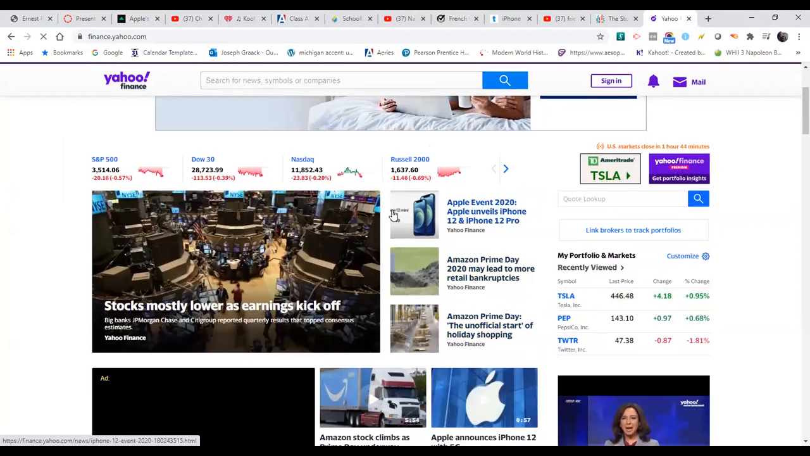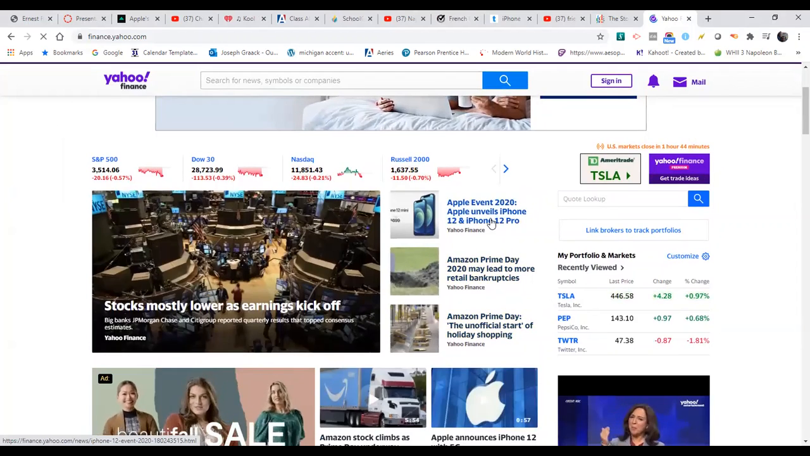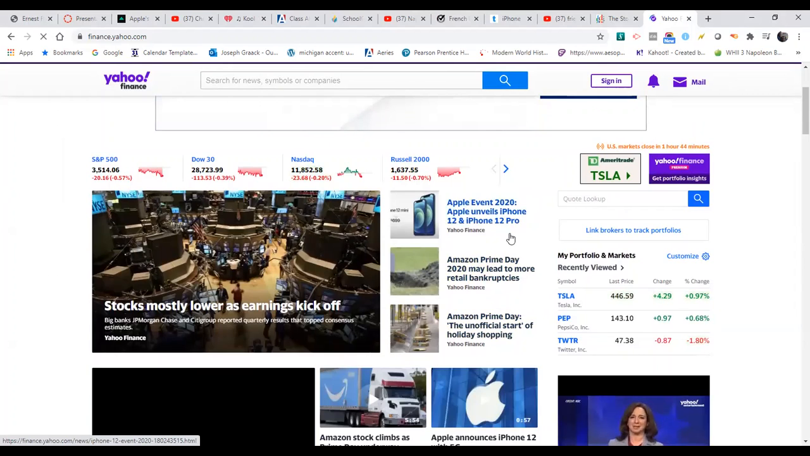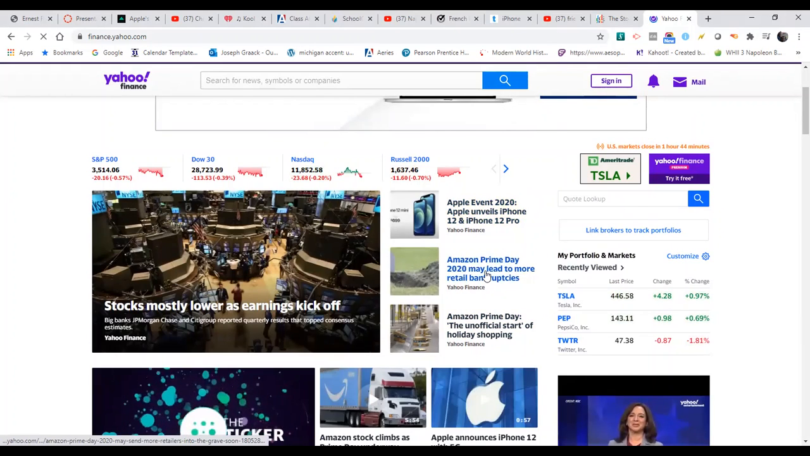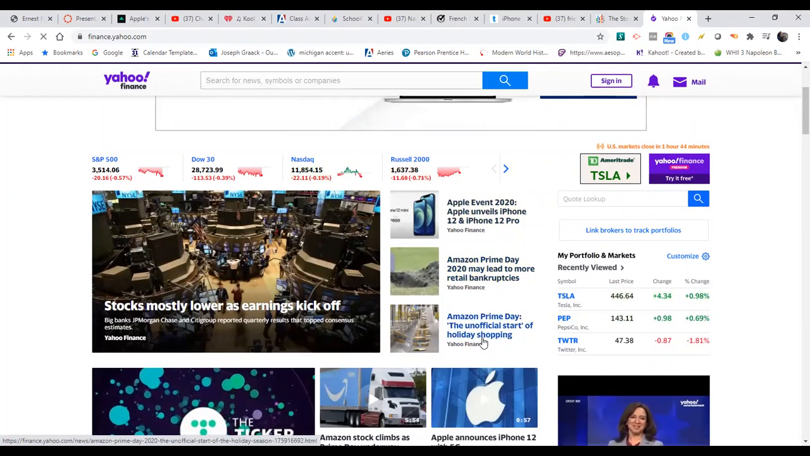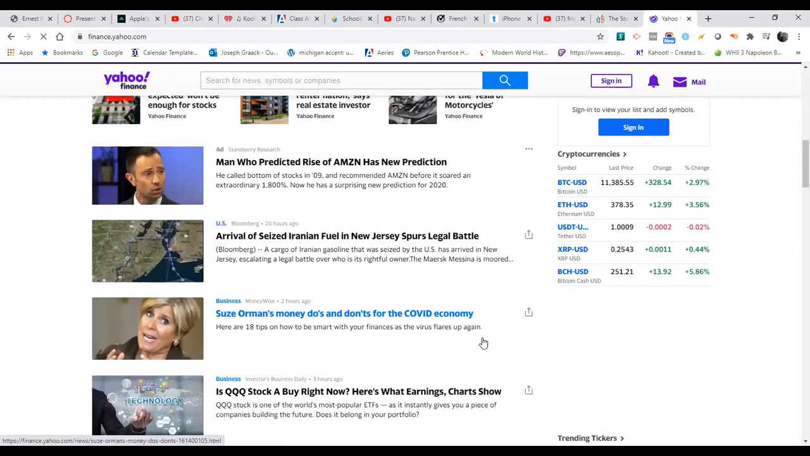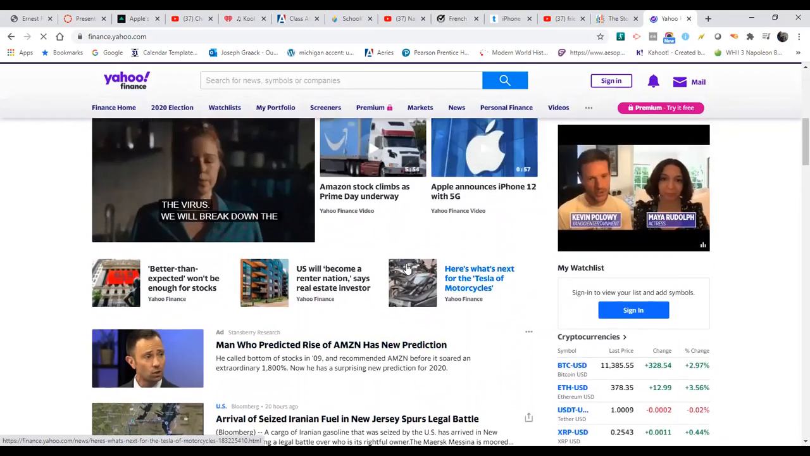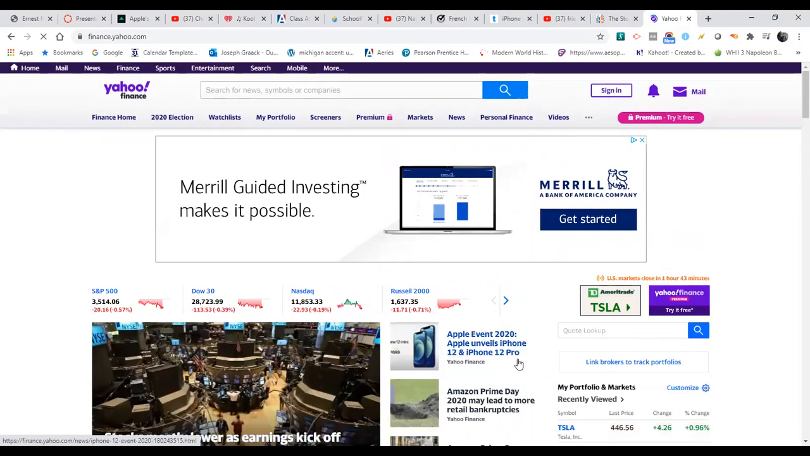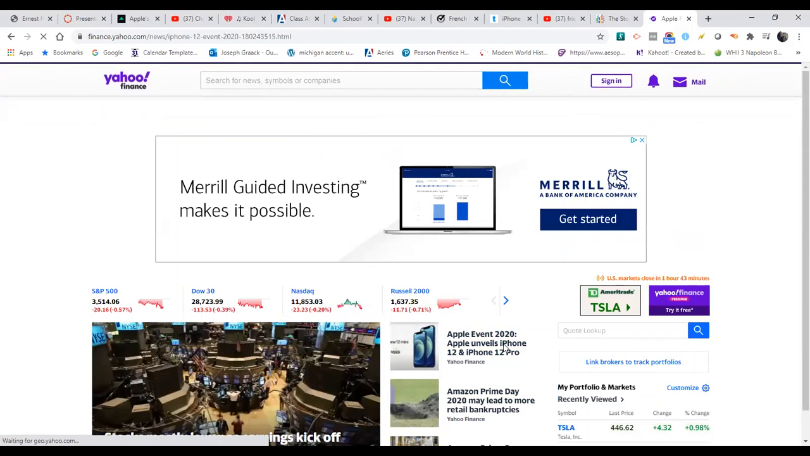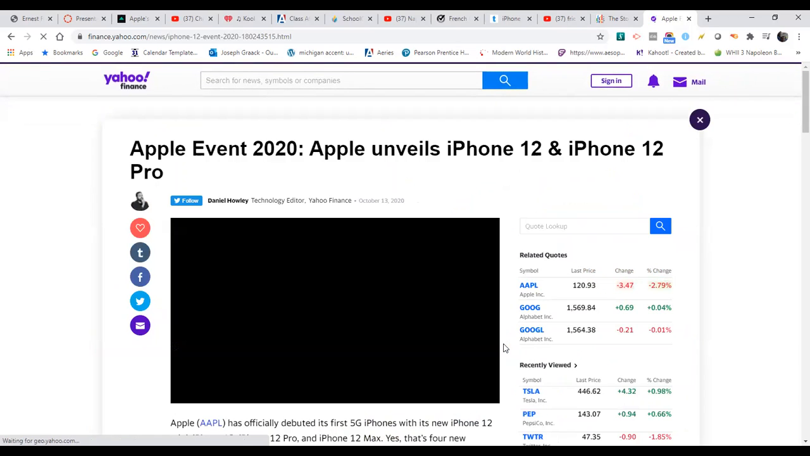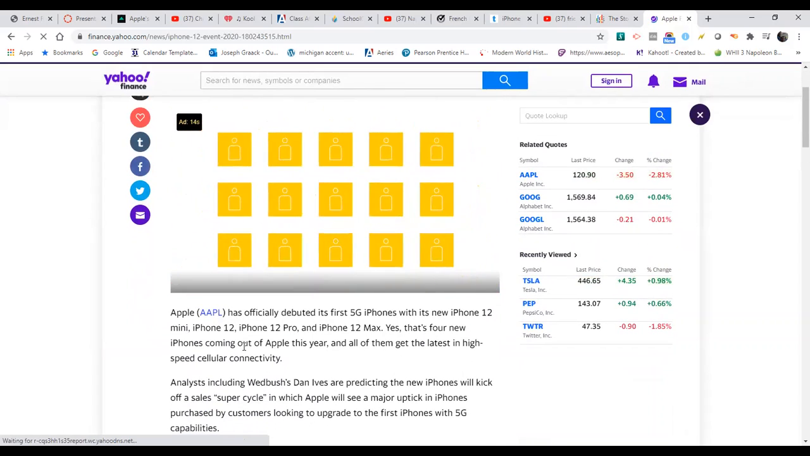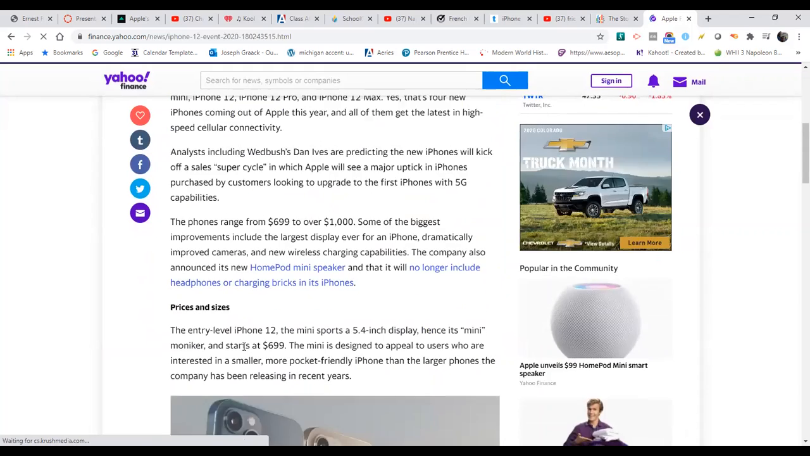So you can see here, right, even the big news of the day, the Apple event unveiling the iPhone 12 and the iPhone 12 Pro, Amazon Prime Day, the official start of the holiday, various news about what's going on. And so you can click here and get stories on what happens. So if you look at Apple event, it'll give you a basic description of what is going on.